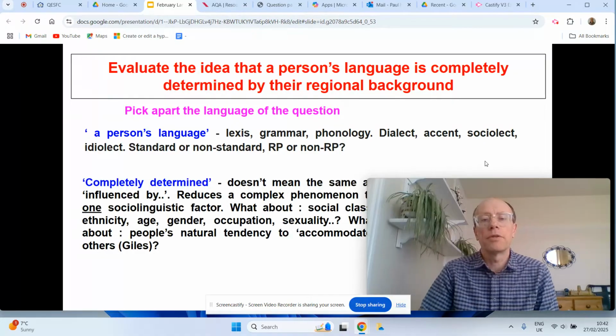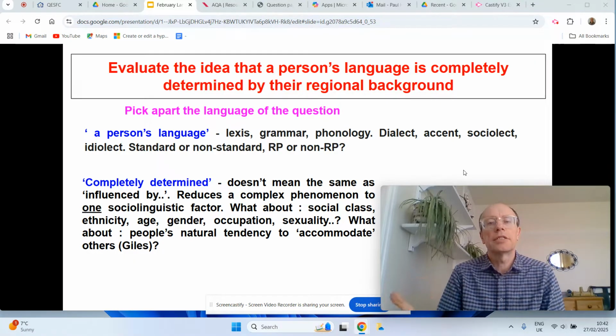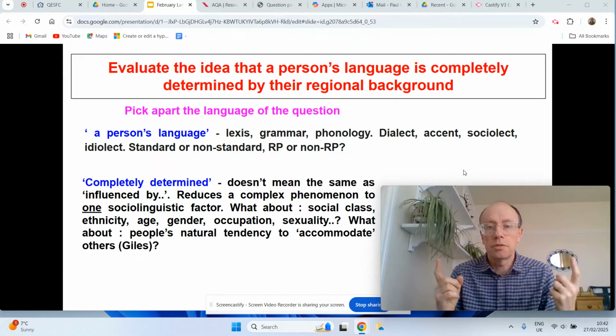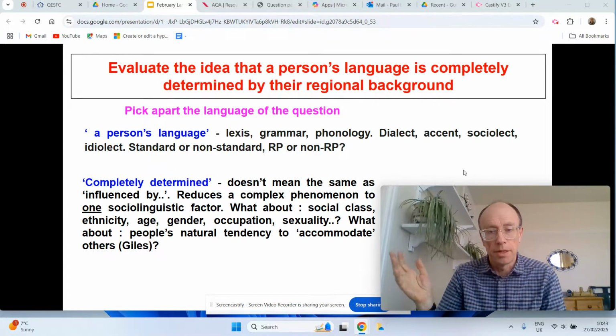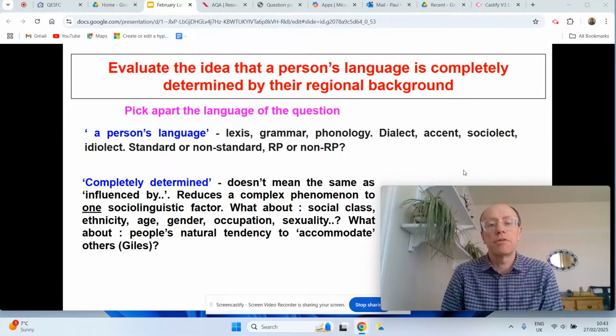Point number 2 about the question would be this term completely determined. Now, completely determined does not mean the same thing as just influenced by. Completely determined is quite dogmatic. And what it's doing is it's reducing this complex phenomenon to just one particular sociolinguistic variable. And I say unto you, what about these other diversity areas of social class, ethnicity, age, gender, occupation, sexuality, and so on. So regional background is surely just one of many sociolinguistic variables.